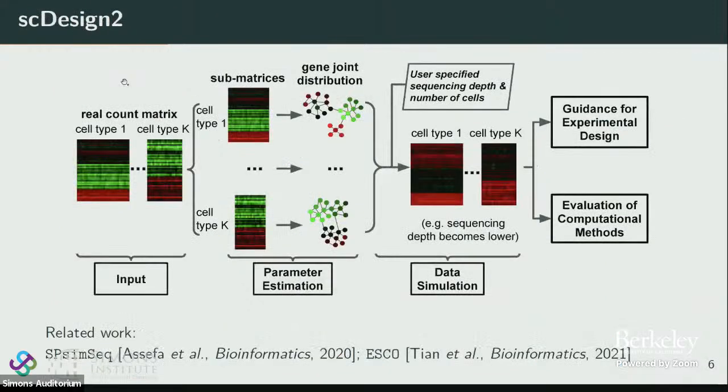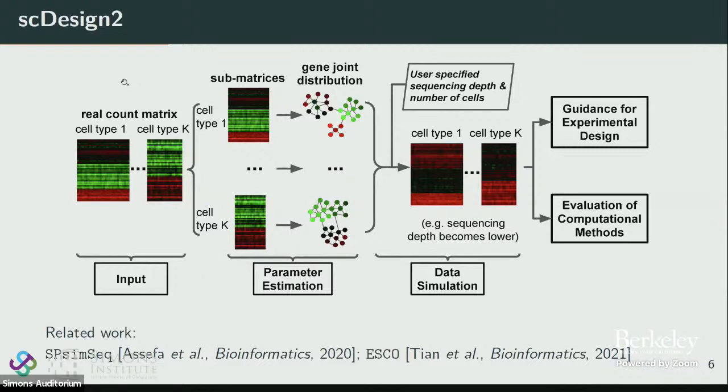So motivated by this, we have our version 2, ScDesign3, which uses a different formulation. We want to model counts directly. And also we want to preserve gene-gene correlations by modeling the genes' joint distributions so that the cells will be more realistic. And we also want to preserve the advantages of ScDesign for allowing variable number of cells and varying sequencing depth for experimental design.